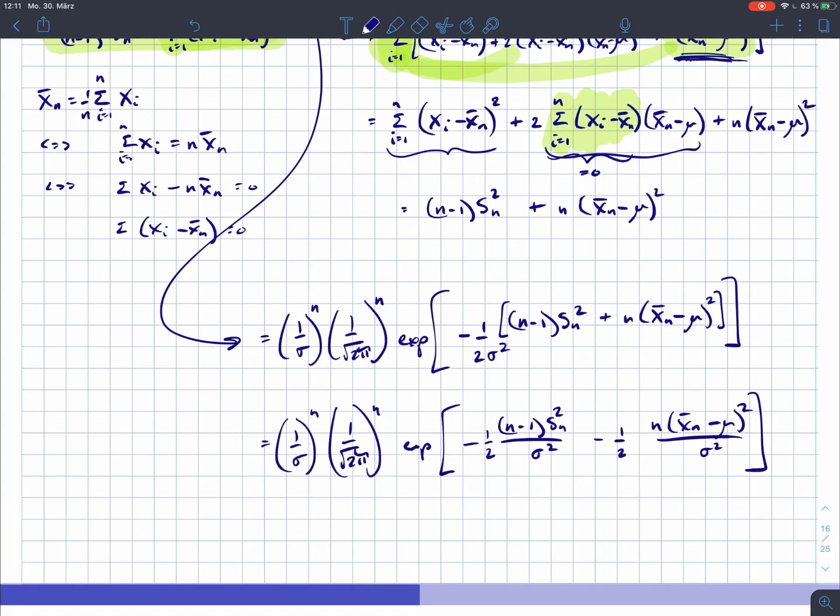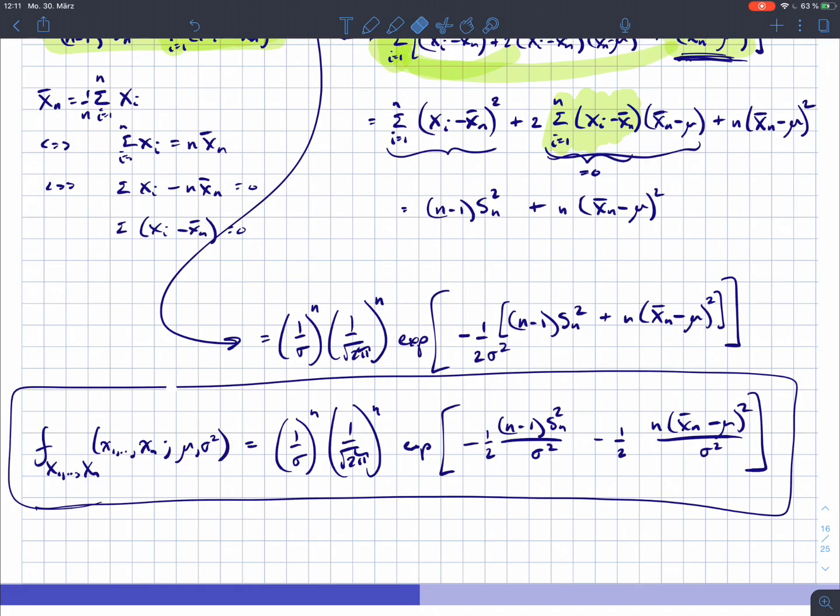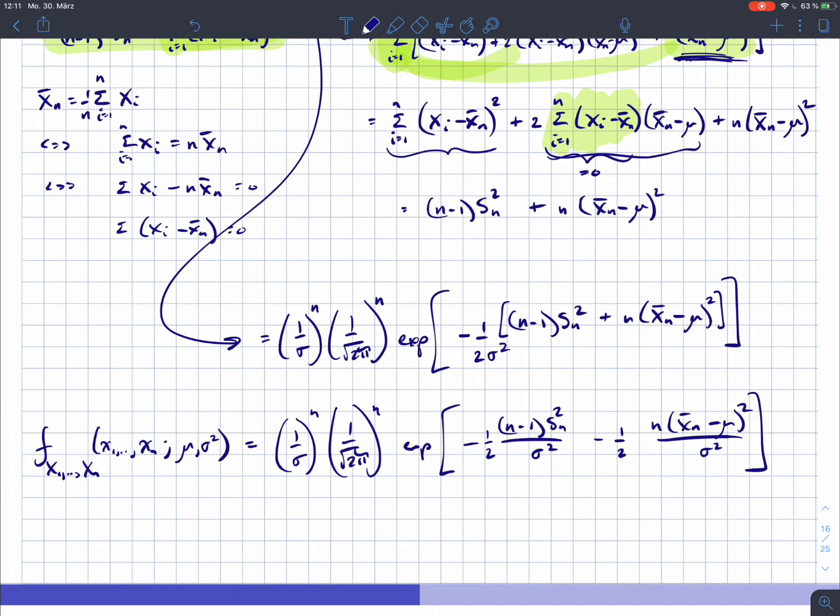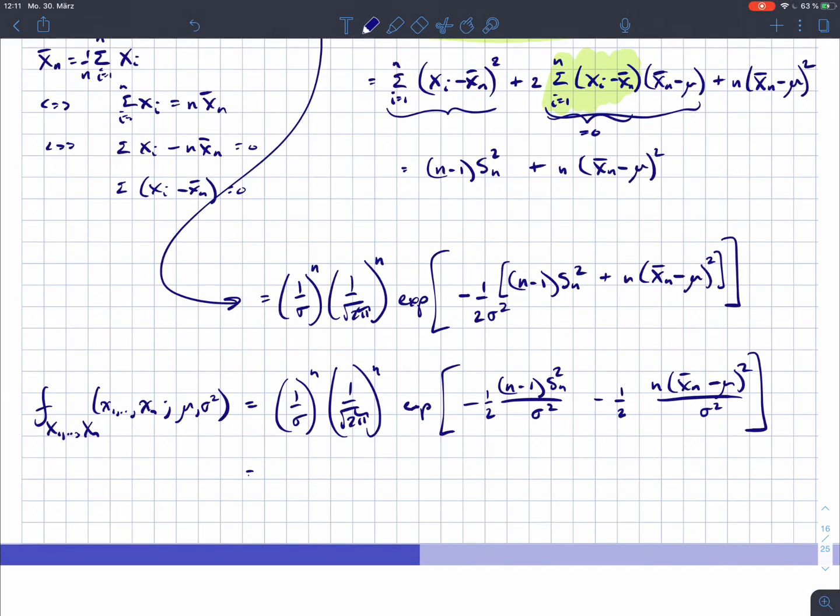Again, let's remind ourselves, this is the joint density. We can write its dependence on mu and sigma squared explicitly like that. That's just the joint density of the data. And what I wanted to show was that I could write it as some function of Sn squared, x bar, and the parameters, times some function h of only the data and not the parameters.